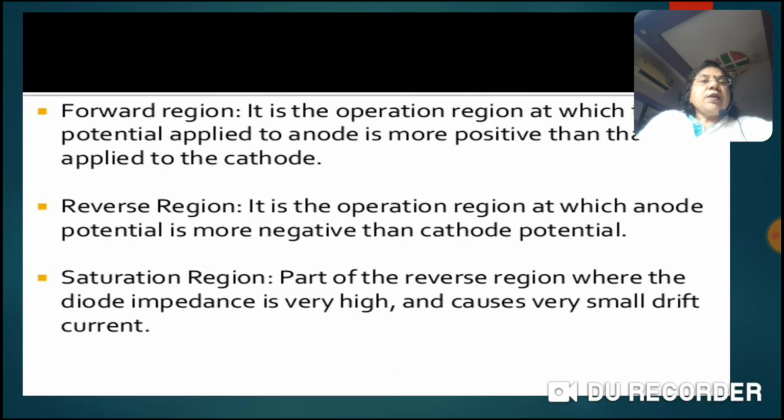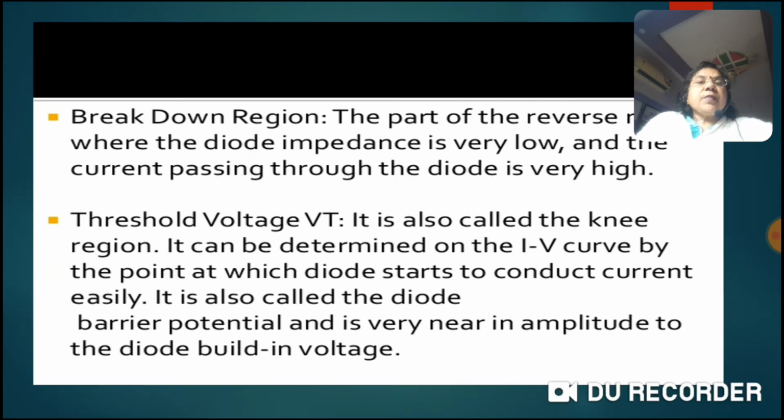In the forward region, it is the operation region at which potential applied to the anode is more positive than that applied to the cathode. In the reverse region, it is the operation region at which anode potential is more negative than cathode potential. The saturation region is the part of the reverse region where the diode impedance is very high and causes very small drift current. Now what is the breakdown region? The part of the reverse region where the diode impedance is very low and the current passing through the diode is very high. Threshold voltage is also called the knee region.